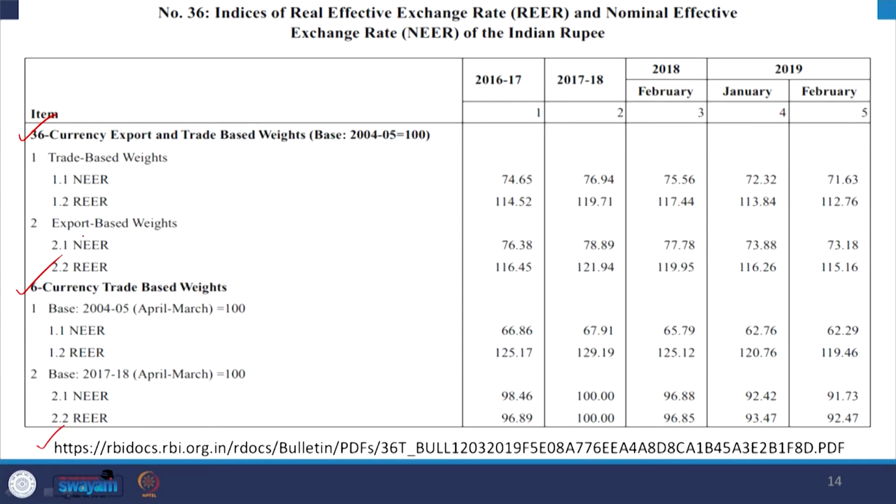Now, the 36 currency index is given on the RBI site, and the 6 currency index is also given there. Now, the latest data for NEER and REER can be compared. The first one is NEER and the second one is REER. The first one is trade based weight, the second one is export based, wherever the export value is higher, based on that weight there are differences. The 6 currency trade weight is also measured here. You can just have a comparison.